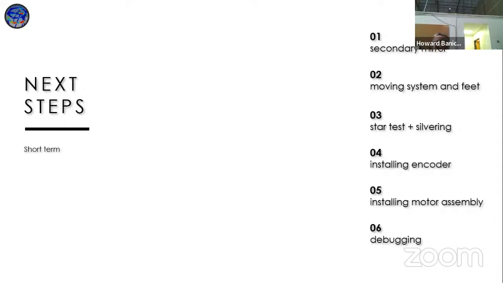I need to finalize the moving assembly in the transportation system. I have all the parts around. I just need to put it back together, and the feet that come out of that are very important. That is an easy part that can be overlooked, and it is going to screw up the robustness of the project. After the star test and silvering, we're going to install the encoder and the motor assembly, and I think there's going to be a lot of debugging because the encoders are a delicate system.